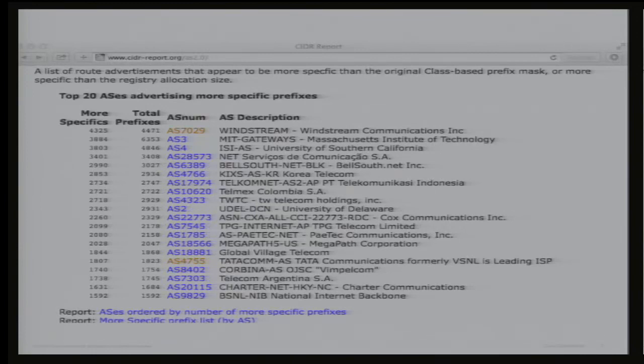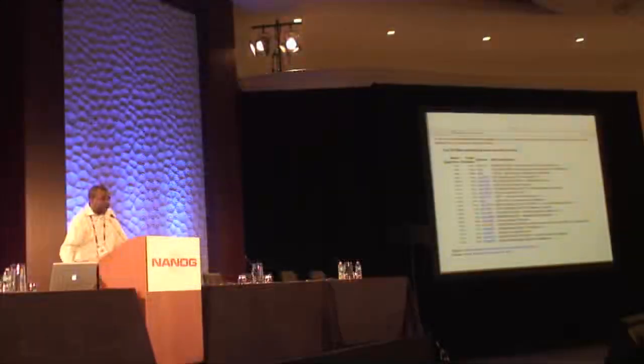Again, this is the top advertisers of more specific prefixes, more specific than the assigned block. It pretty much aligns with the previous one, but it's slightly different, because if you are assigned a /24, you may have a large number of /24 blocks, but that's what you are assigned. In this particular case, this is more specific than the blocks assigned, and again, Windstream tops that as well.